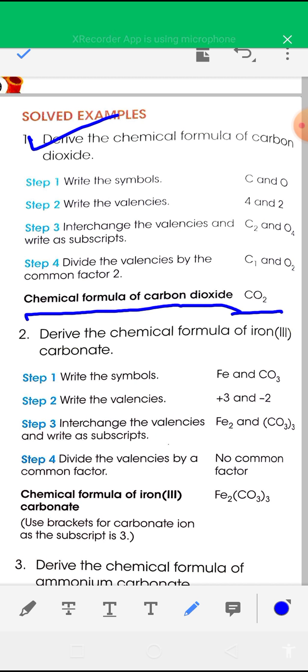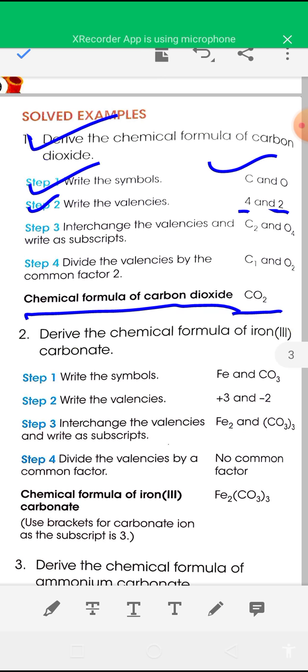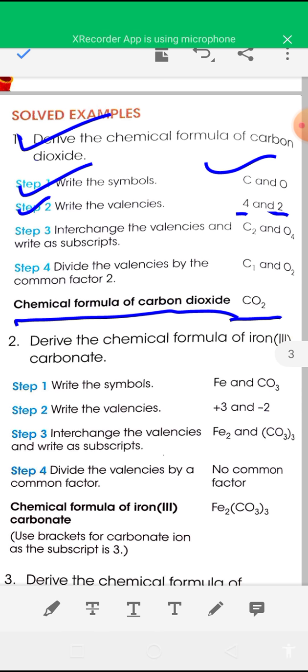Step 1 is to write the symbols of the elements present in carbon dioxide. Carbon and oxygen are present, so the symbols are C and O. In the next step, write their valency at the bottom of each element. The valency of carbon is 4, and the valency of oxygen is 2. I have told you before the valency of different elements.